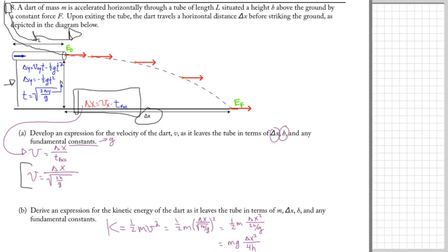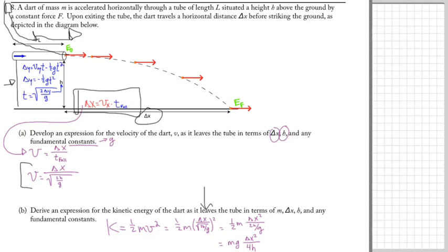Part B asks to derive an expression for the kinetic energy of the dart as it leaves the tube in terms of m, the dart's mass, delta x, h, and any fundamental constants. So there's my K equals 1/2 mv squared, and this v is going to be the velocity of the dart as it leaves the tube, and where m is the mass of the dart. And I just found that v in part A, so I'm just substituting in my expression for the velocity. That goes in over here, and that value is squared. And so I simplify it, and I get mg delta x squared over 4h.